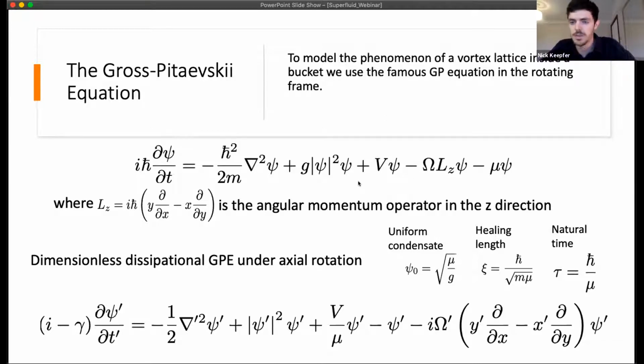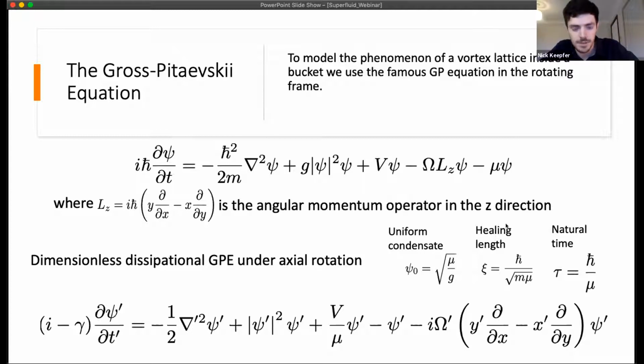And by using this, we can rotate our frame of reference around the z-axis at some rate given by this capital omega here. So we introduce some quantities here so that we can rescale and have a dimensionless equation to simulate. So these are the uniform condensate wave function. So this is what should be in the bulk.